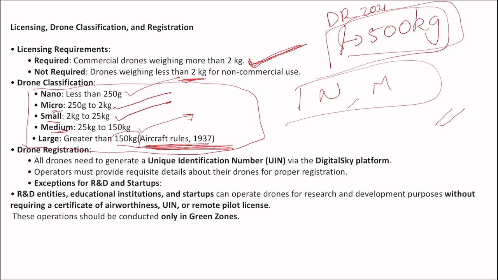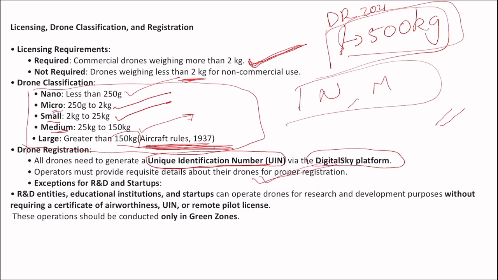And coming to drone registration, whenever you have a licensing requirement, you have drone registration. There's a website called the Digital Sky Platform, which is a government website. There you'll have to generate a unique identification number. Every drone you're using will have a unique identification number. So operators must provide the requisite details for proper registration.